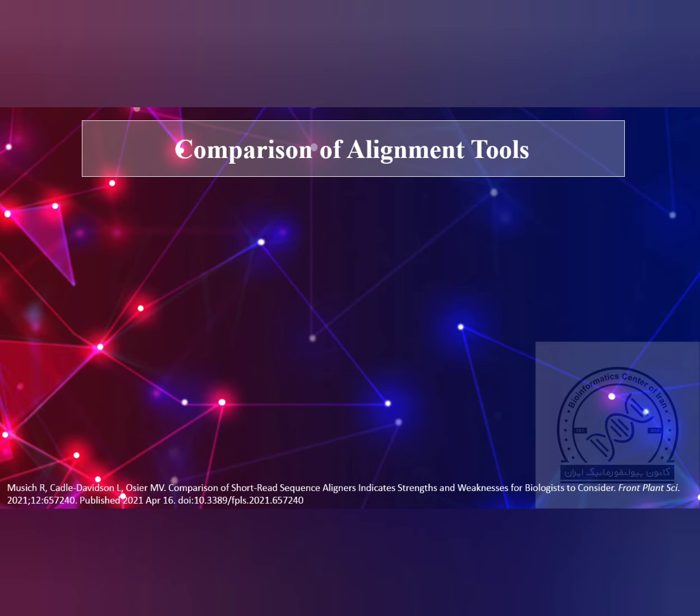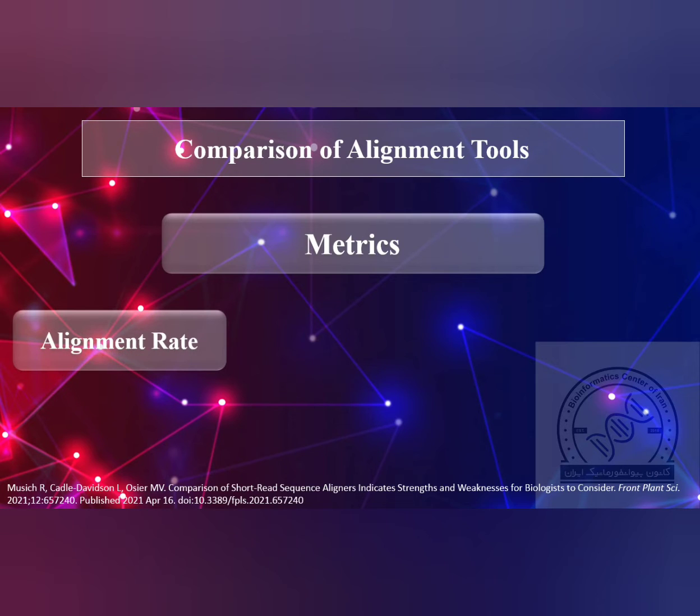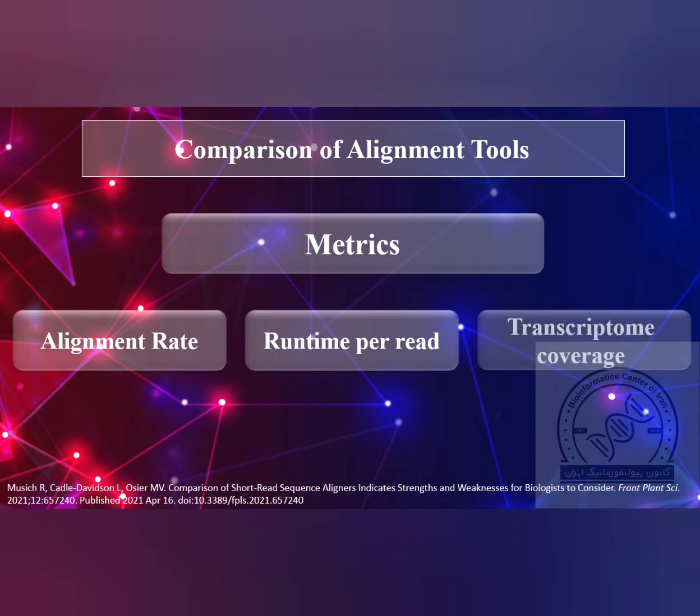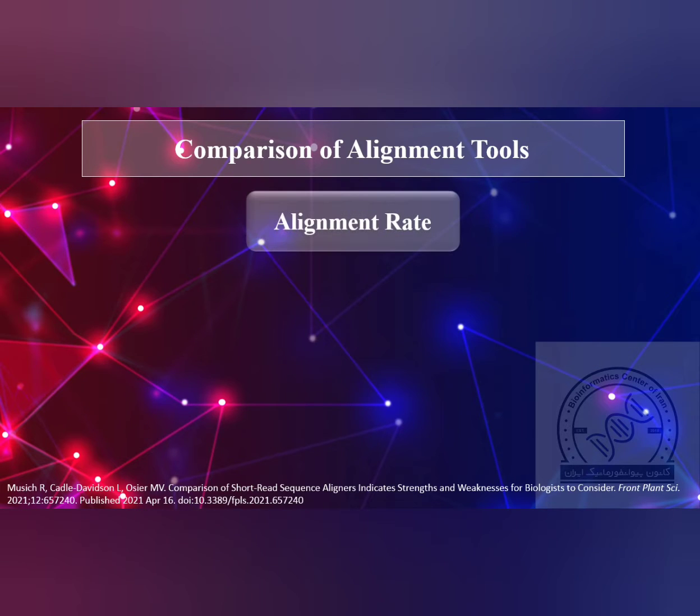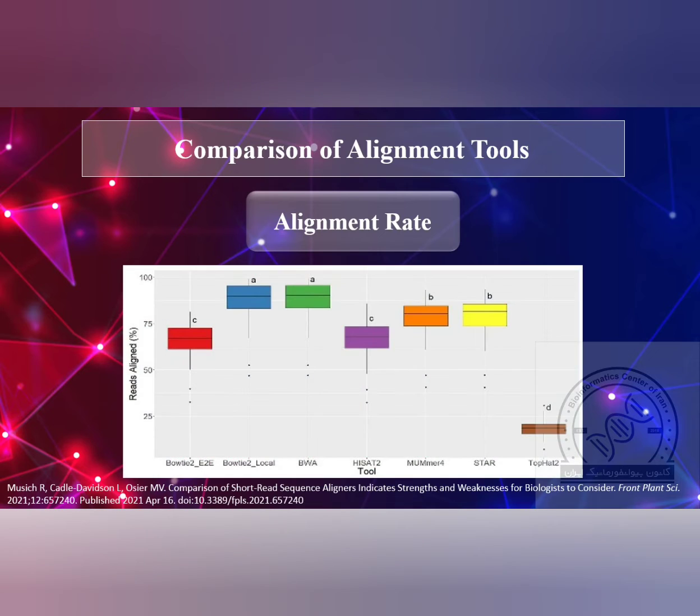Another one should be the efficiency, because as you know from our previous video, the efficiency of alignment depends on how much the tools can align the short reads against the genome or transcriptome as the reference. The first metric is alignment rate. In this diagram, the percentage of reads aligned has been drawn against tools. And as you can see, we have 4 levels of alignment tools.